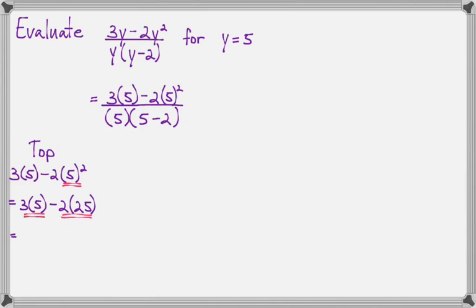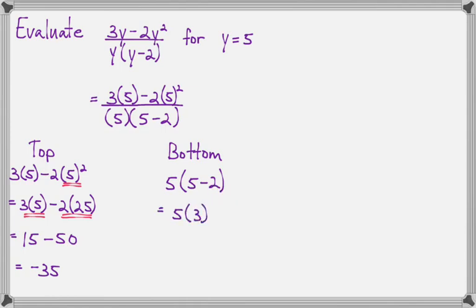3 times 5 is 15. And 2 times 25 is 50. And now the subtraction, 15 minus 50, is negative 35. That's the top part of our answer. And now let's do the bottom part. 5 times 5 minus 2. So 5 minus 2 is 3. And 5 times 3 is 15. So it looks like our answer is negative 35 over 15.